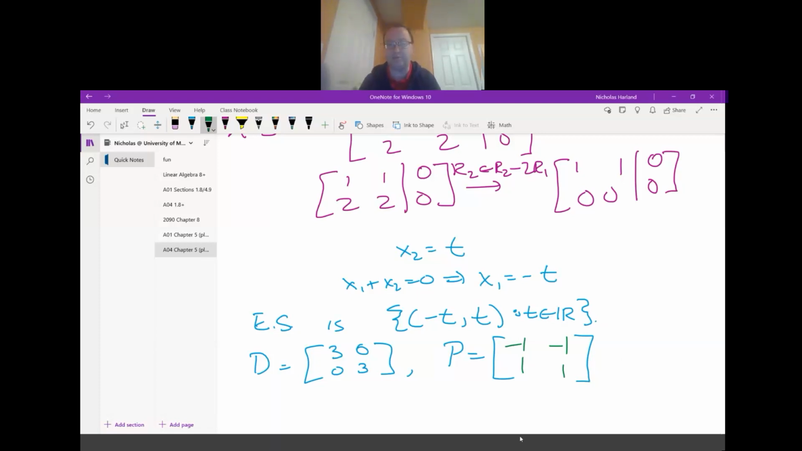Is this an acceptable matrix P? No, why not? Because the determinant is 0, it's not invertible. All right, well, that obviously, okay. So in general, picking the same eigenvector twice is never going to work out well. So let's get a different eigenvector. What's a different eigenvector that we can put in there?